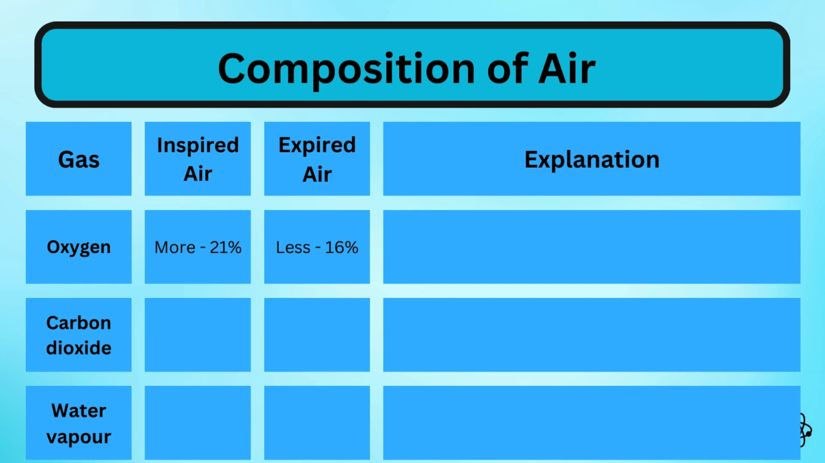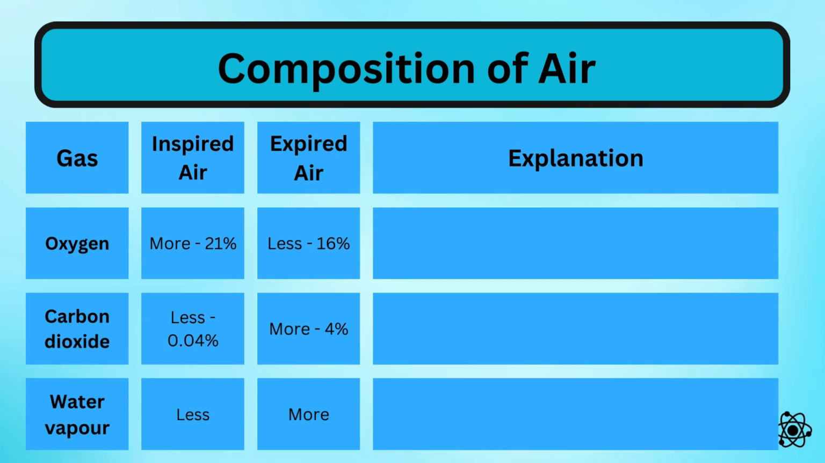There is more oxygen in the air that we breathe in, around 21%, and the amount of oxygen in the air that is breathed out is 16%, which is less than that in inspired air. The air in the atmosphere contains around 0.04% of carbon dioxide, which is less than that in the expired air, which is 4%. The air we breathe in has less water vapor than the air that we breathe out.